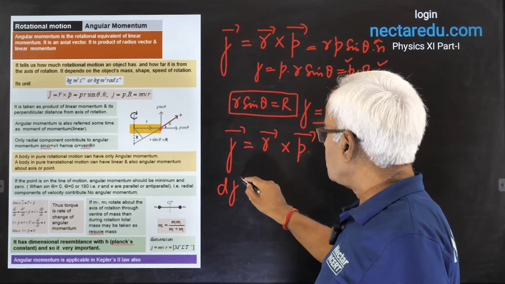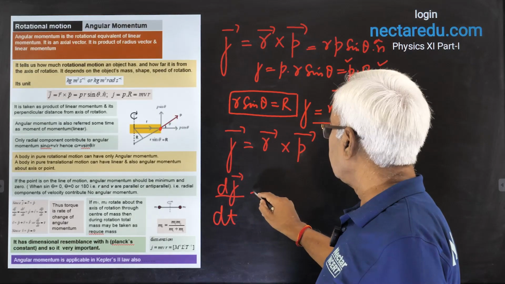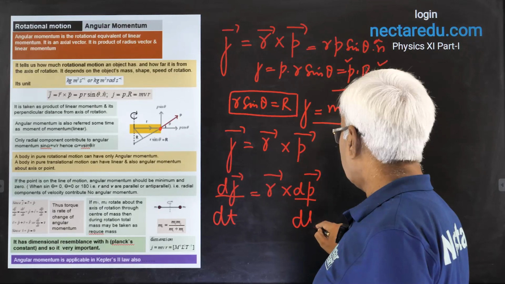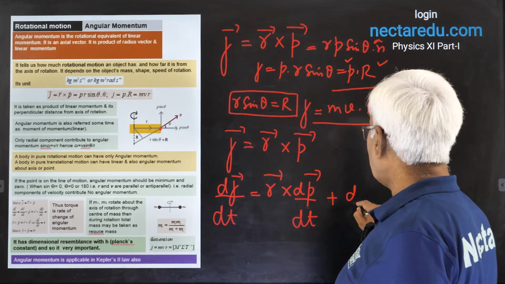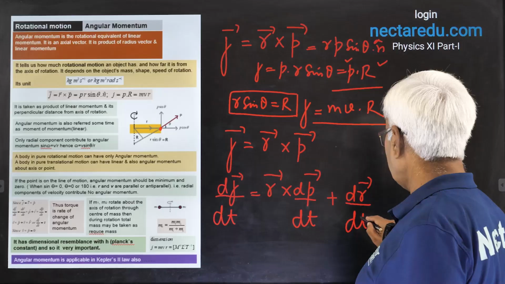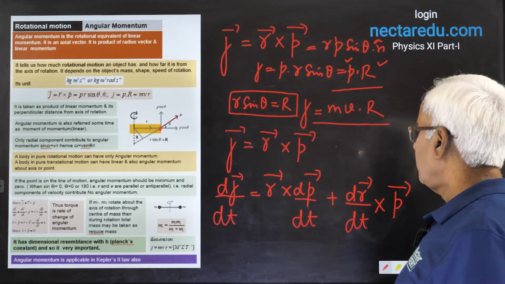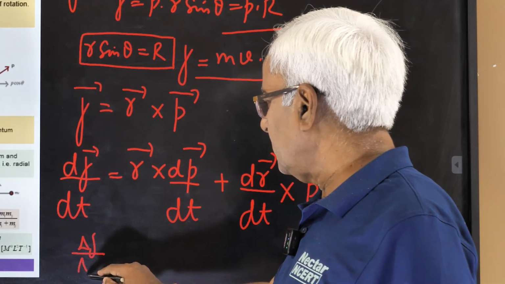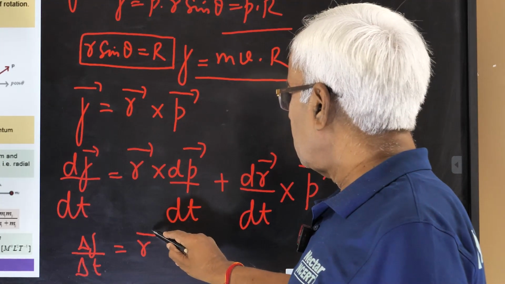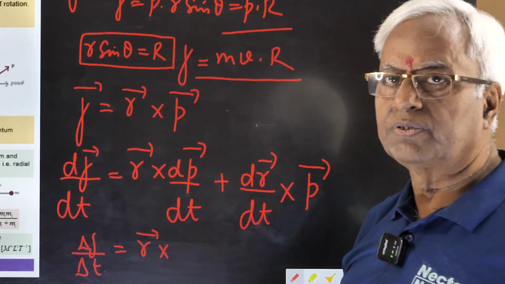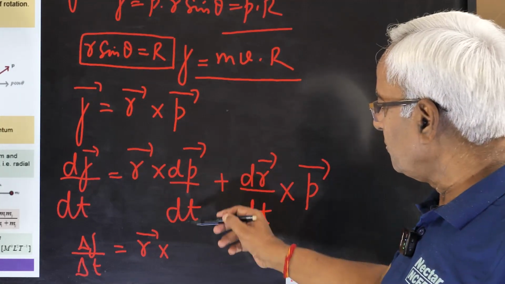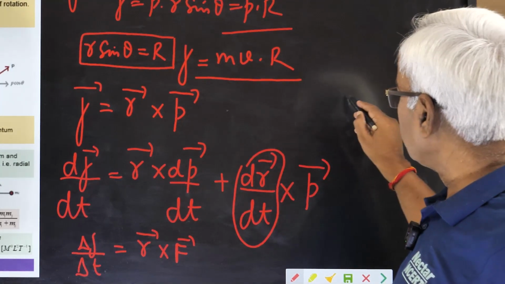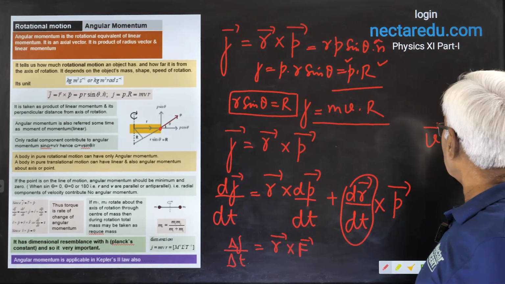If we differentiate this whole relation, we'll find R cross dp/dt, then dr/dt into P. See, this is dJ/dt. You might write delta J upon delta t. This is R cross, nothing but force. You know, force is equal to the rate of change of momentum. So this is equal to force. And here, this thing I write separately, V cross P.